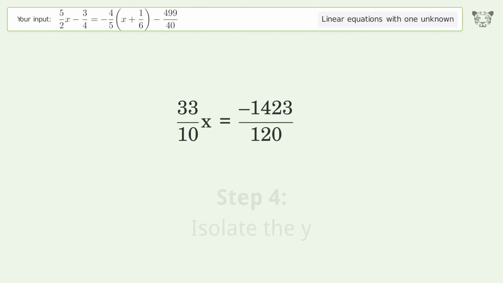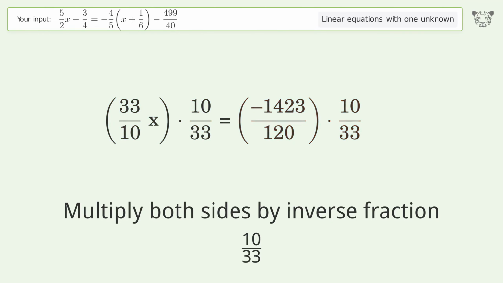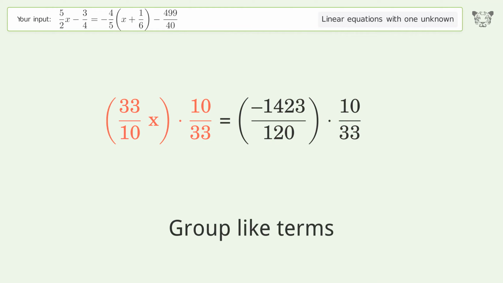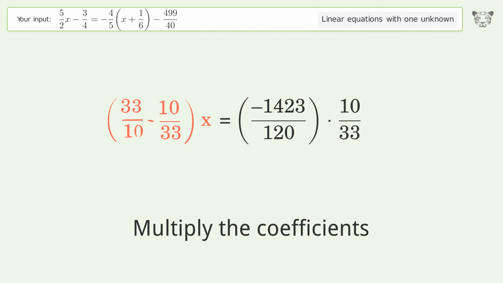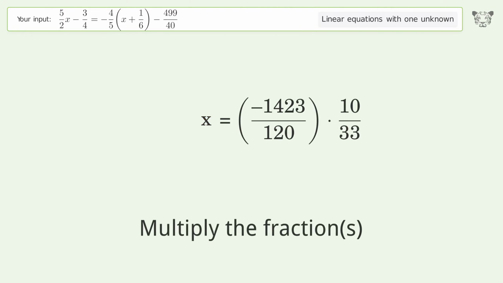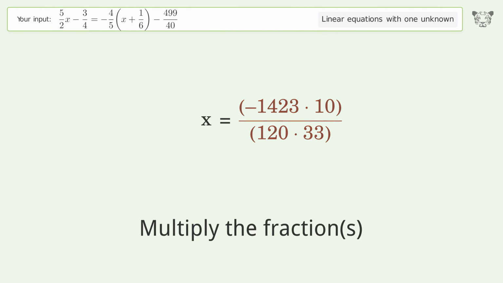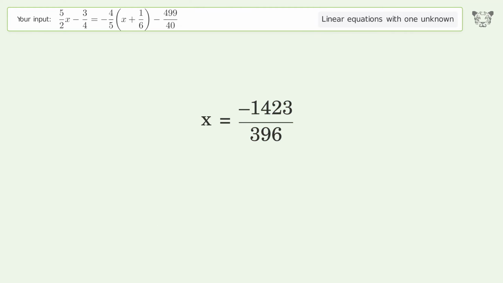Isolate the y. Multiply both sides by inverse fraction 10 over 33. Group like terms. Multiply the coefficients. Simplify the fraction. Multiply the fractions. Simplify the arithmetic. And so the final result is x equals negative 1423 over 396.